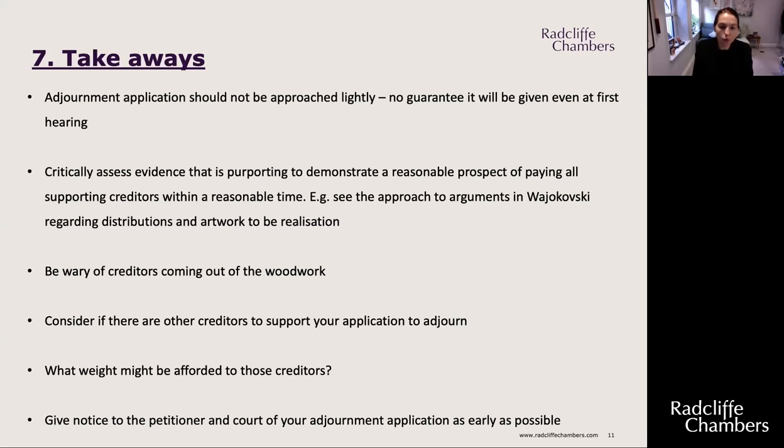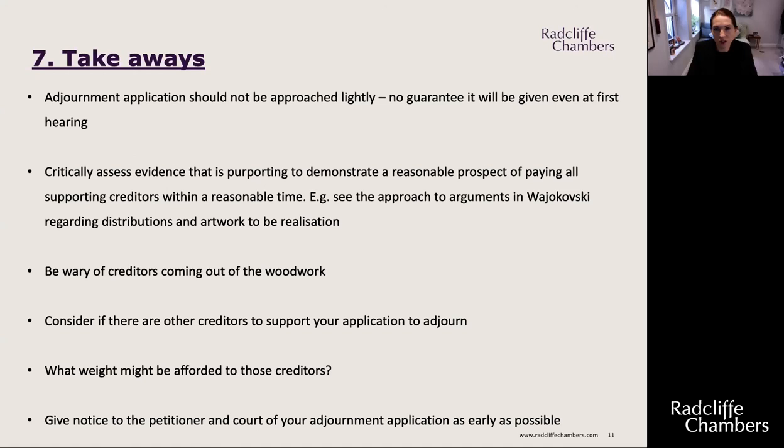So whether you're for the petitioning creditor or the debtor, you'll need to critically consider the evidence that's in support of this application. And of course, that evidence will need to show a reasonable prospect of paying all the supporting creditors, that is the undisputed creditors, within a reasonable time. Now, it's interesting to consider the facts in Wojakovski. In that case, Mr. Justice Zacaroli effectively pulled apart the evidence that was put forward by him.